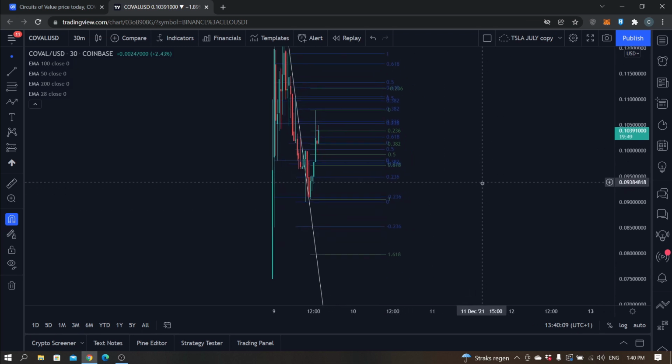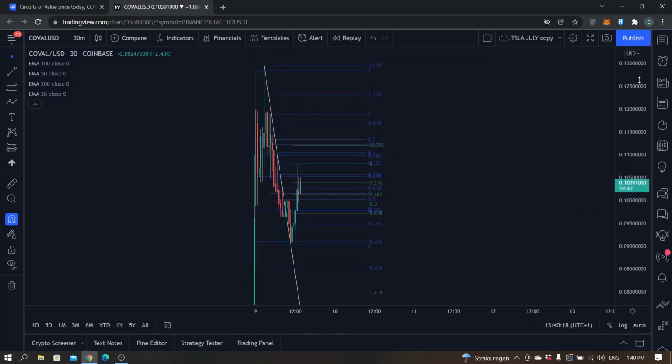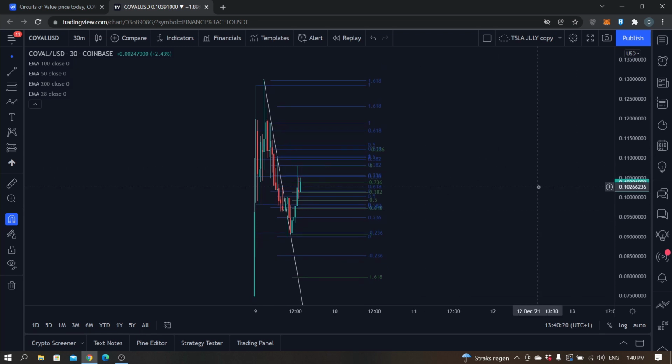In the next few minutes, I'll do a quick price prediction on COVAL against USDT, which is short for Circuits of Value. This was just listed on Coinbase. It was listed on Coinbase Pro yesterday.